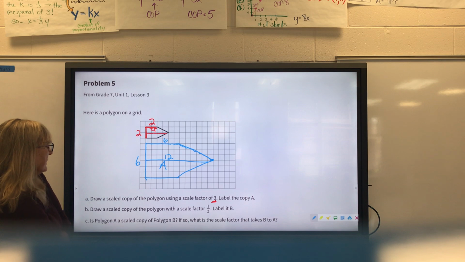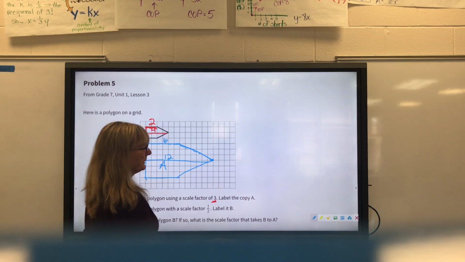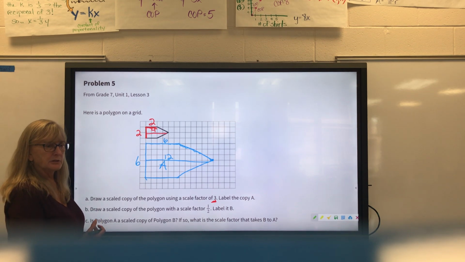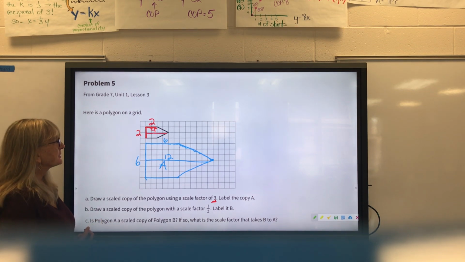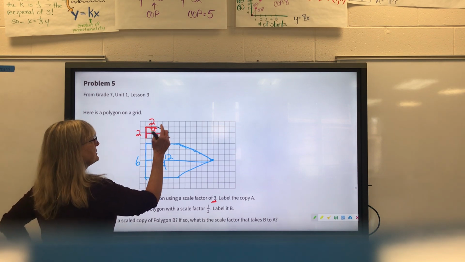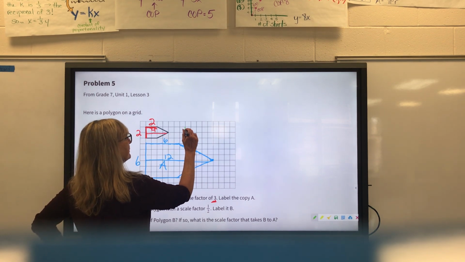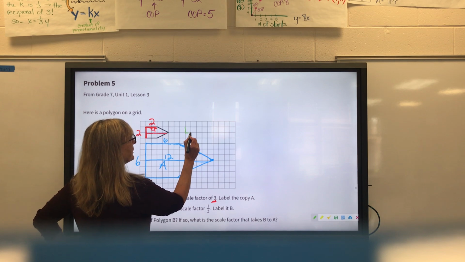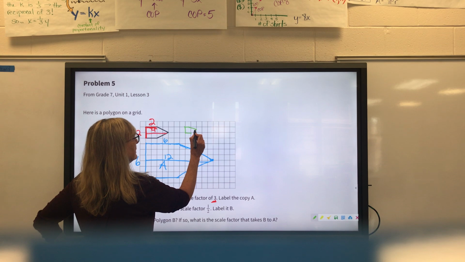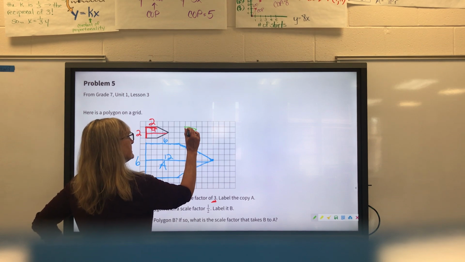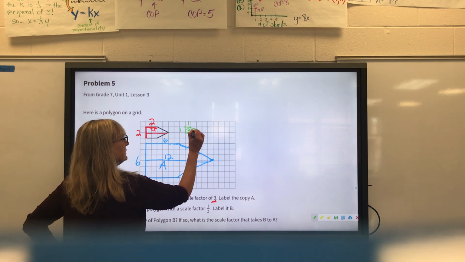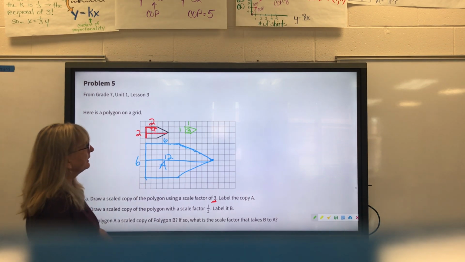All right. Now they want us to draw a scale copy of 1/2. Bigger or smaller than our original? Smaller. So we're going to multiply everything by 1/2. So 2 times 1/2 is 1. So that's going to be 1 and 1. And then this is going to be 2. And they want us to label this B. This is 1, 1, and inside is 2. Okay?